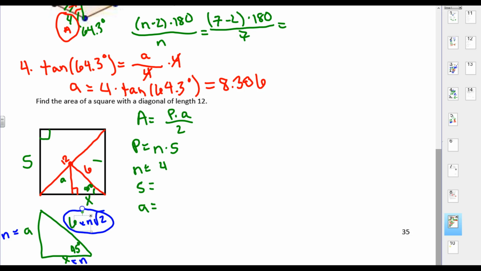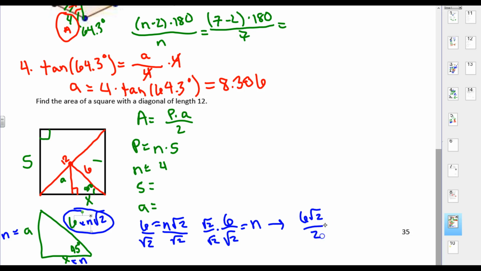We create a formula right here, 6 equals n square root 2. So if 6 equals n square root 2, I divide both sides by root 2. So now I have 6 over root 2 is equal to n. Well, we need to rationalize that, times root 2 over root 2. So this becomes 6 root 2 over 2, or 3 root 2 is your n, which means this guy is 3 root 2, and your apothem is also 3 root 2.